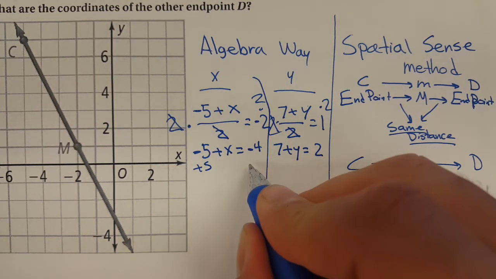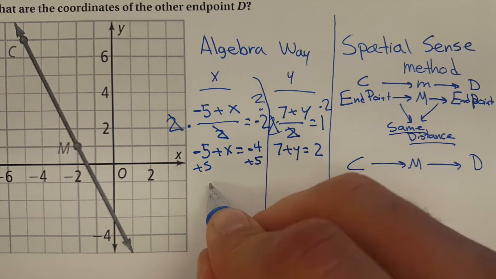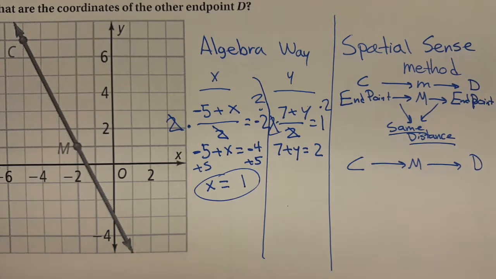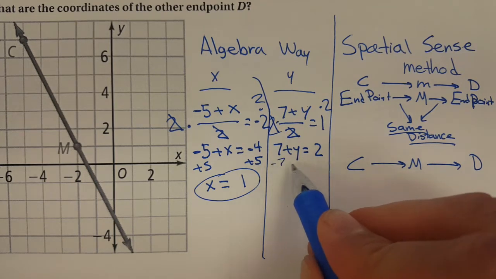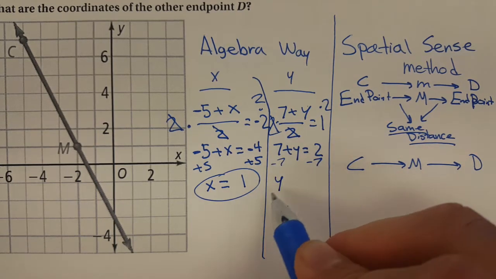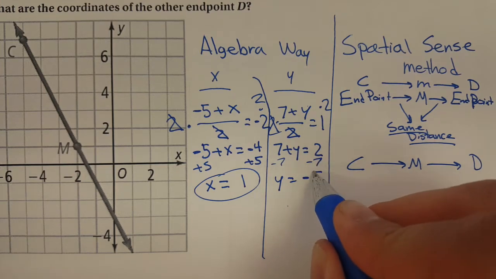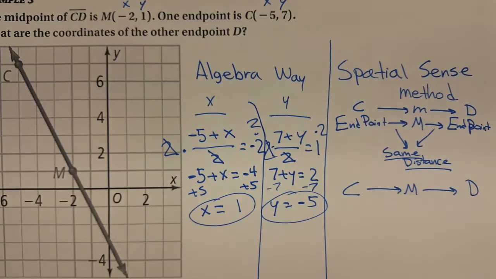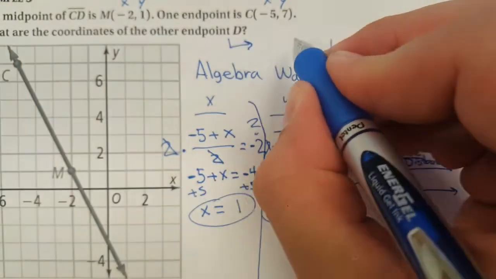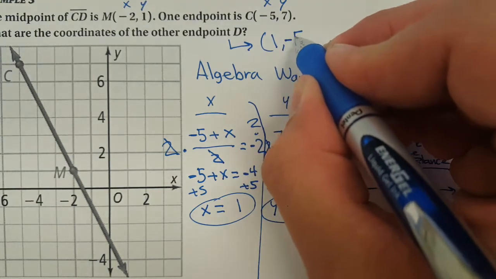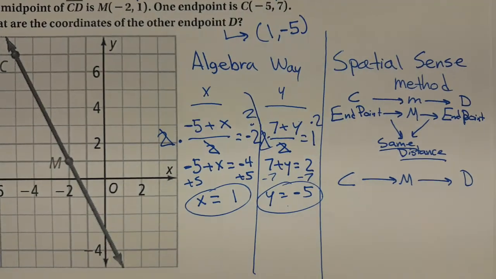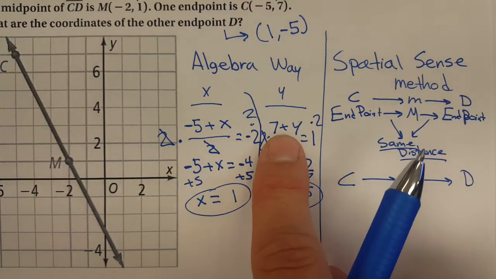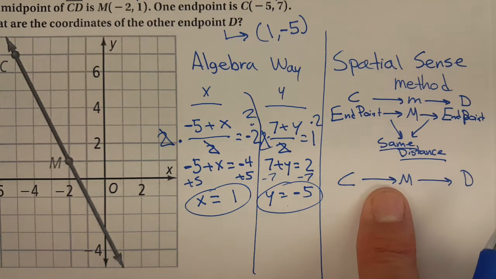How would you solve this? Well, I would add 5 to both sides. The other endpoint's x value has to be 1. The other y value, minus 7, minus 7. The other endpoint's y value has to be a negative 5. So the other endpoint, D, according to the algebra, has got to be 1 and negative 5. Now let's double check that with spatial sense. So that's what you do with algebra. To me, it's kind of tough to set up, but it's pretty easy to solve. The spatial sense is just using common sense.